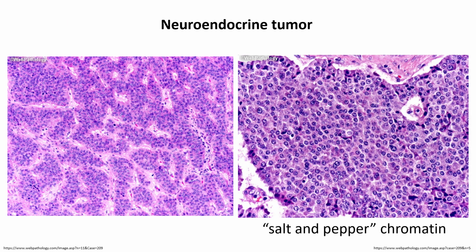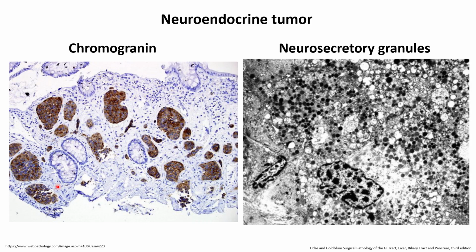The picture on the left is an immunohistochemical stain for chromogranin, where we can see that the neuroendocrine tumor is positive for chromogranin. The cells are staining brown, which means that they are neuroendocrine in origin. The picture on the right is an electron microscopic image which shows a well-differentiated tumor containing numerous neurosecretory granules, which are characteristically seen in well-differentiated neuroendocrine tumors.